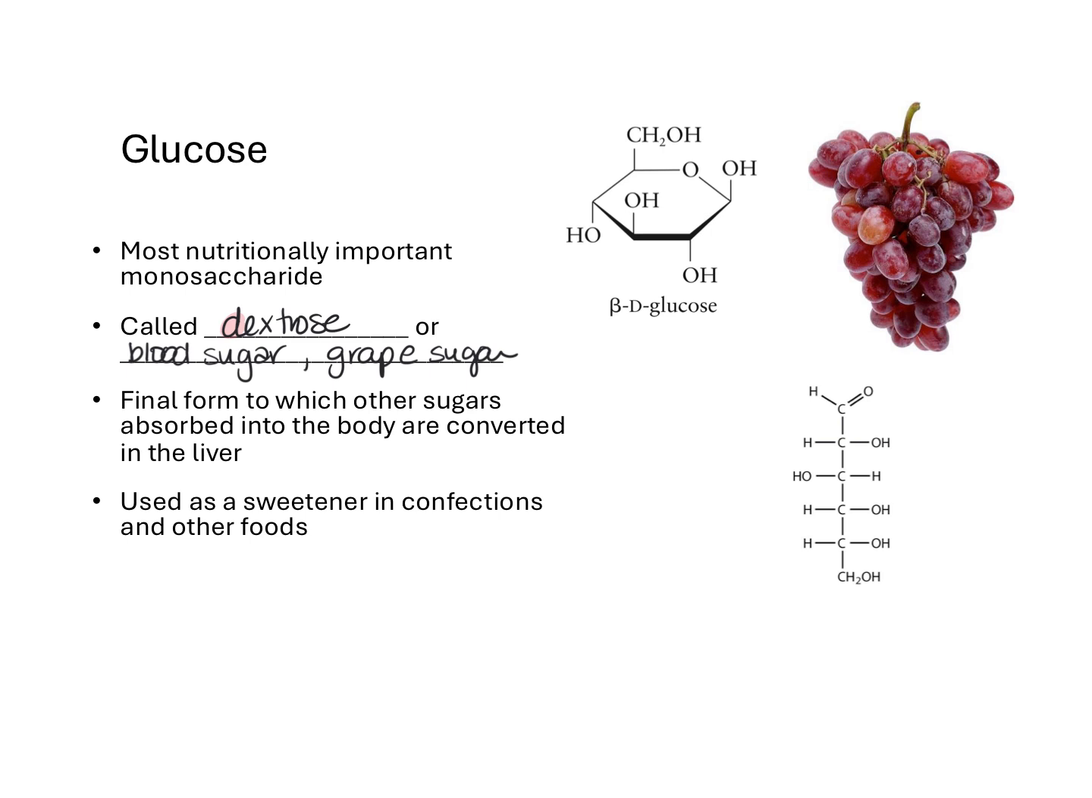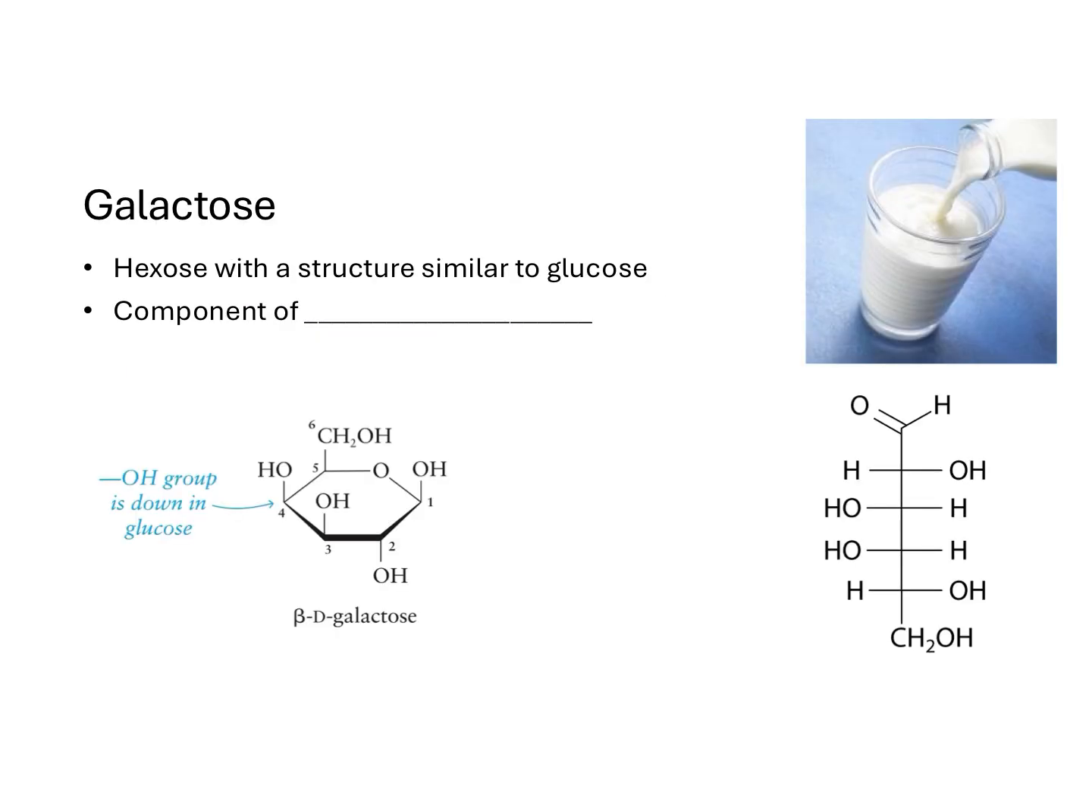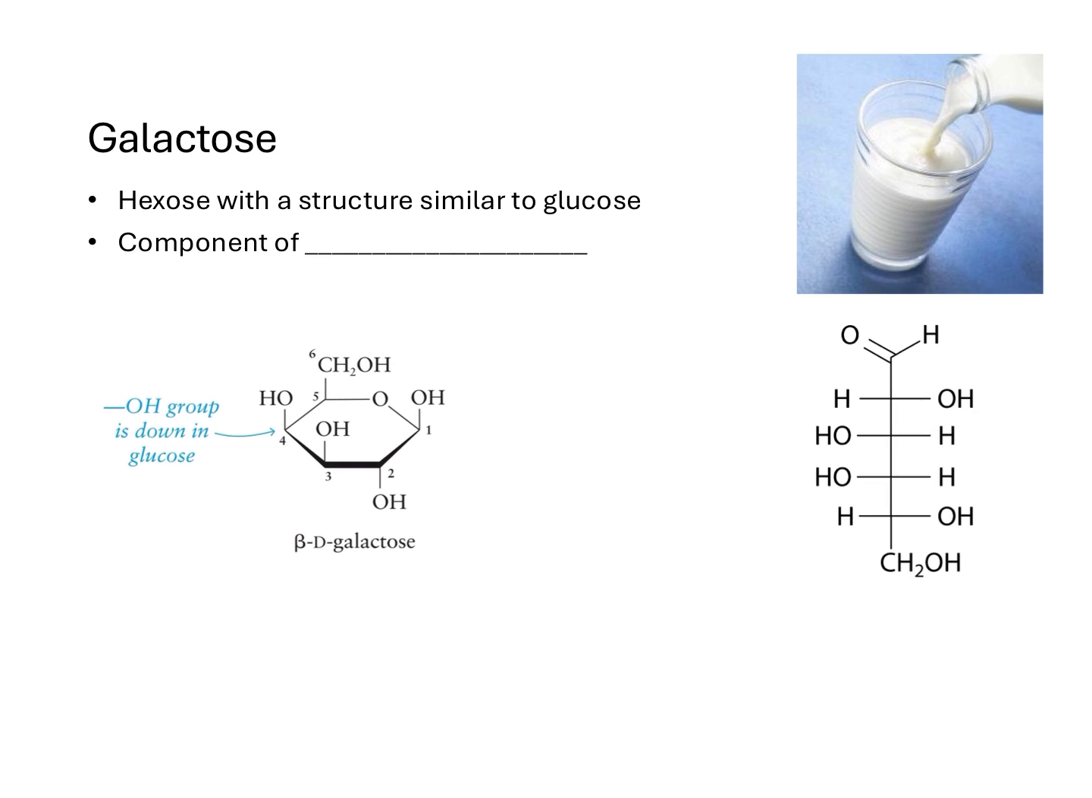Our next monosaccharide is galactose. Galactose is a hexose with a similar structure to glucose. The big difference here is in the 4 position. The OH is up in galactose where it's down in glucose. So it's just that location of the OH. This is one of the components of the disaccharide lactose, which is a milk sugar. So galactose is one component of lactose that we'll run into.